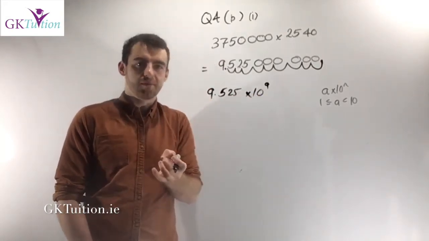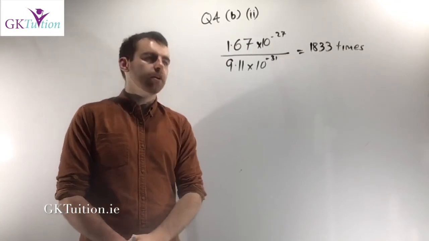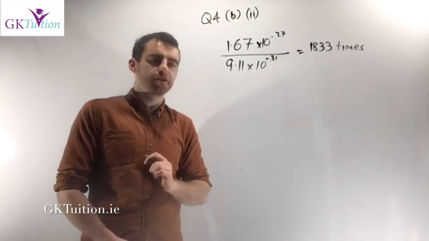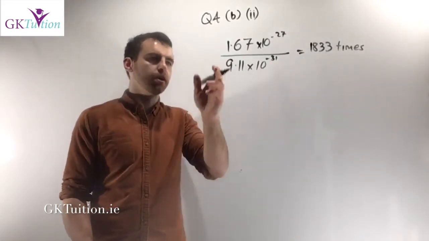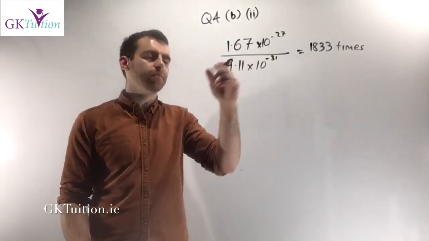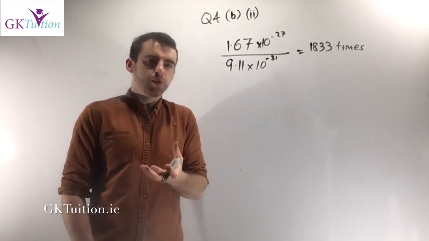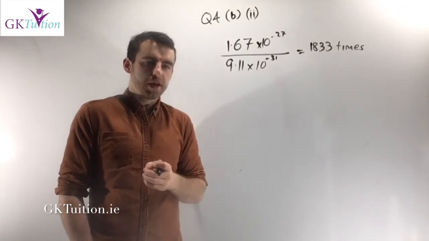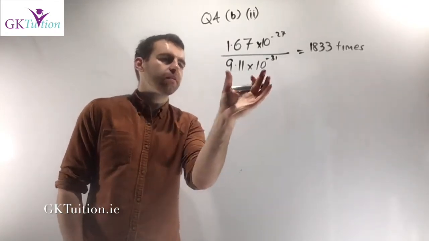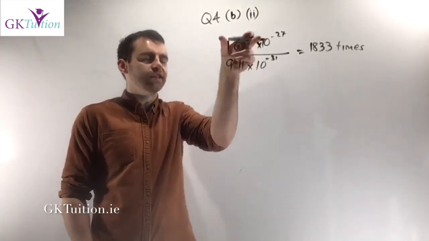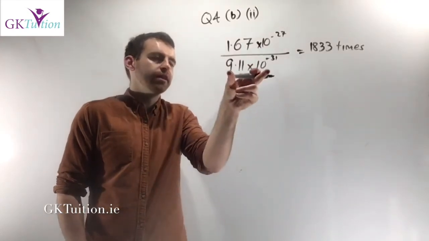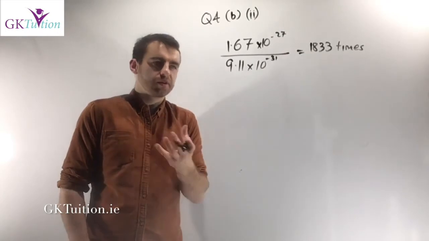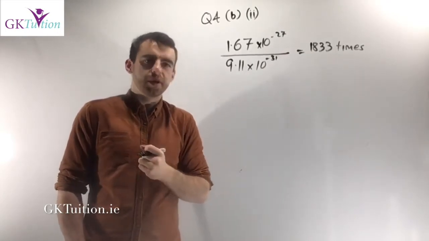It's the same thing. Okay, in B part 2, you're given the mass of an electron is 9.11 by 10 to the power minus 31. And the mass of a proton is 1.67 by 10 to the power minus 27. We need to work out how many times bigger is a proton than an electron. In order to do that, you simply divide the mass of an electron into the mass of a proton. And this number divides into this number 1,833 times. So that's your final answer, and that's all you need to do for B part 2.